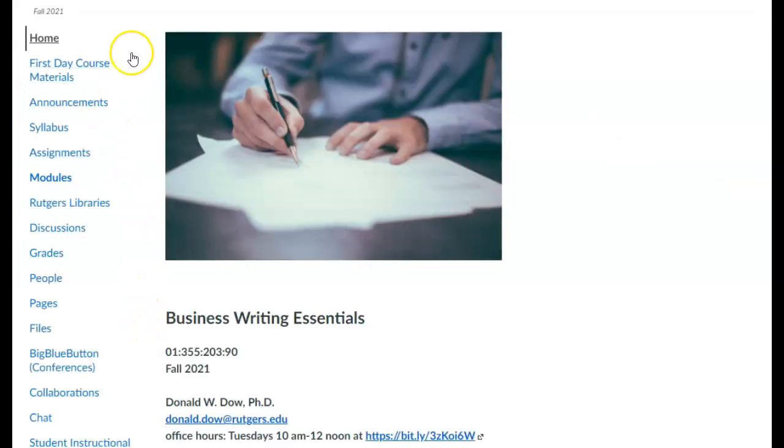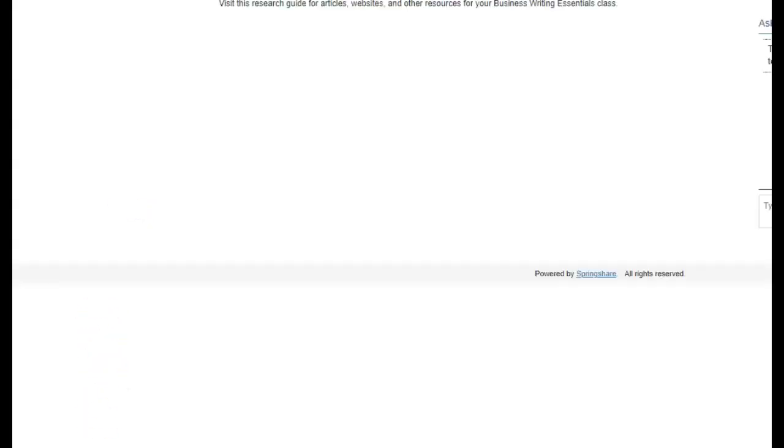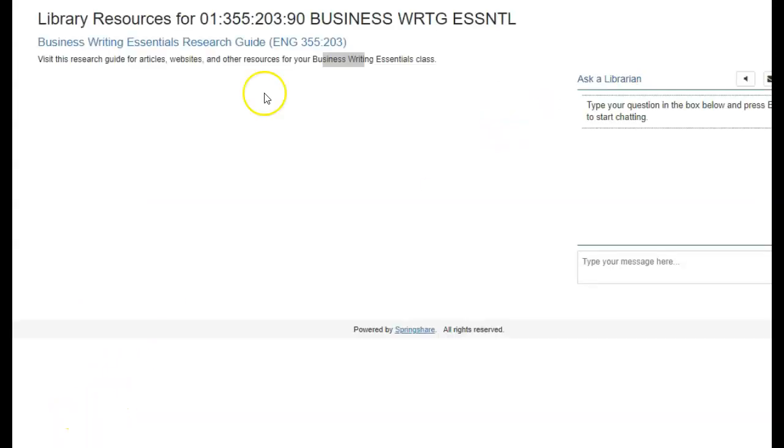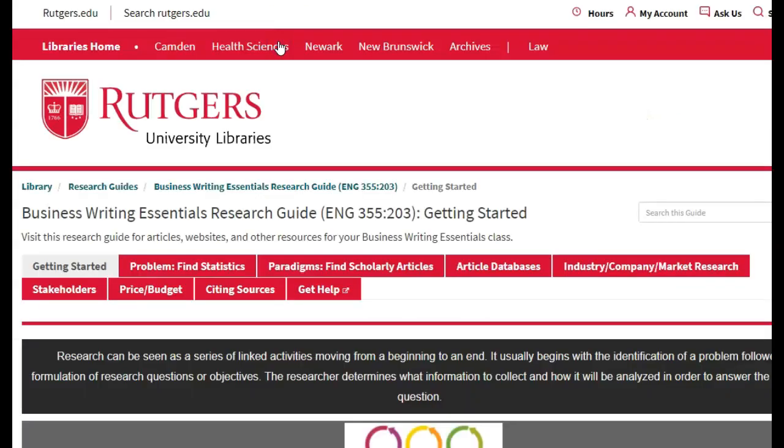If you scan down the left-hand side of the Canvas site, you will see the Rutgers Libraries link. That will take you to this perplexing little blank page here, but there's a link on that page to the Business Writing Essentials Research Guide. That is a research guide compiled by the librarians specifically for students in this course. There are resources here organized in a series of pages that you can access through these tabs that will help you complete the assignments that we have for you this semester.